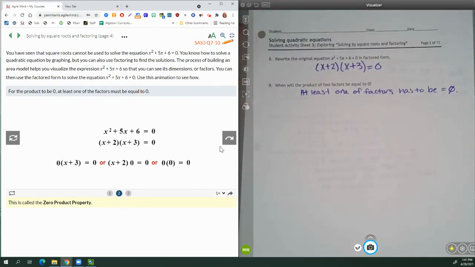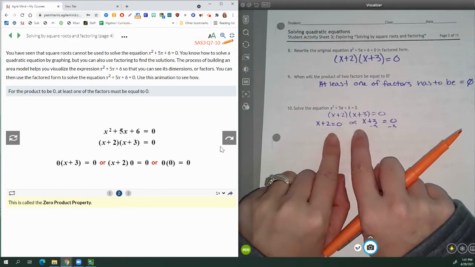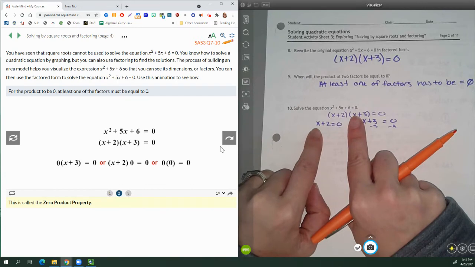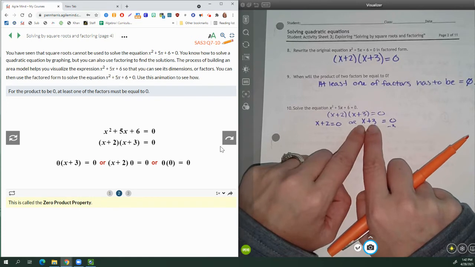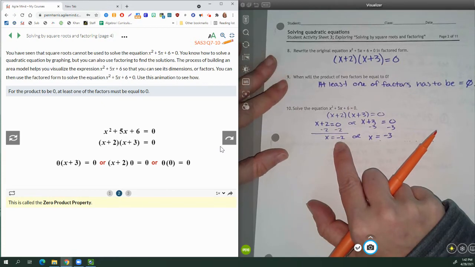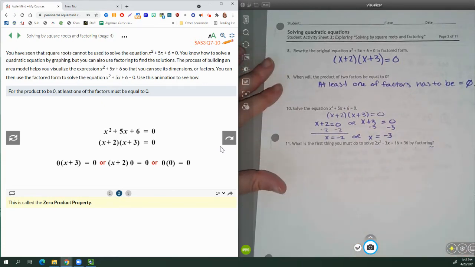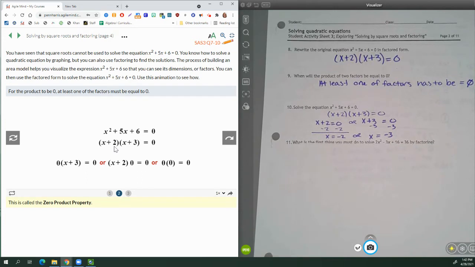Okay, so what we're going to go ahead and do here is solve the equation by splitting these factors apart. We're going to take that first factor and write it as x plus 2 equals 0. And then we're going to take this second factor and write it as x plus 3 equals 0. And then we're going to solve each of those to get x equals negative 2 or x can equal negative 3. Okay. Again, this is called the zero product property. And that is that in order to get a 0 through multiplication, one of the numbers has to be equal to 0. So let's take a look at question 11 here.